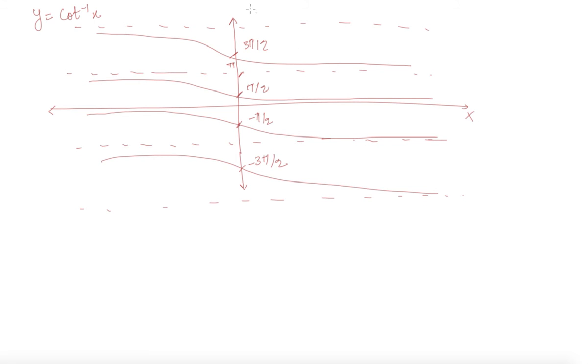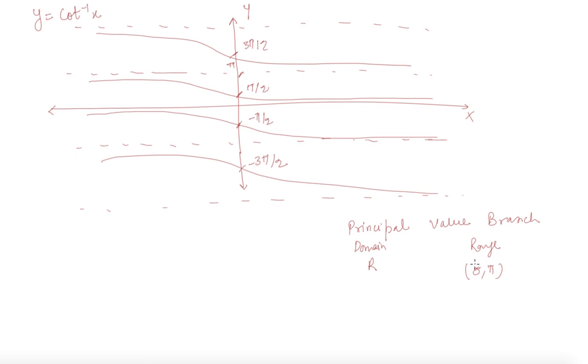Okay, so this is x axis, this is y axis, and the principal value branch for this function y is equals to cot inverse x is: the domain is R. So x is taking all the values from minus infinity to infinity. So the domain of this function is R, and the range will be 0 to pi, both in open interval.